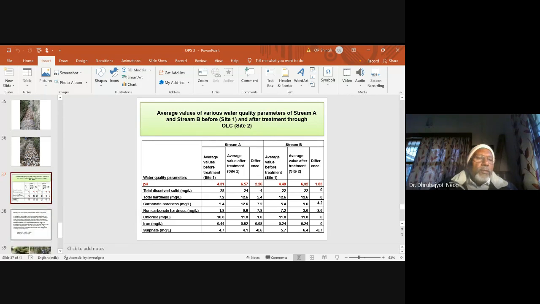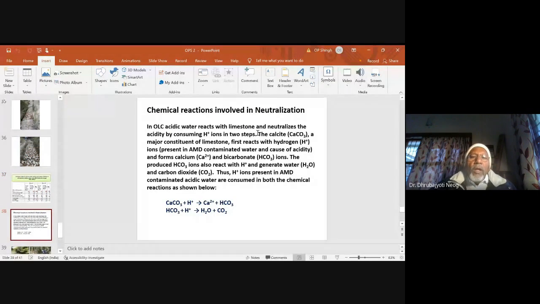So we extended this work to other streams also. And this time, with the help of different agencies, even the government of Meghalaya was interested, and some funding from other agencies also came. So such activities were taken up in many streams that were affected by acid mine drainage.